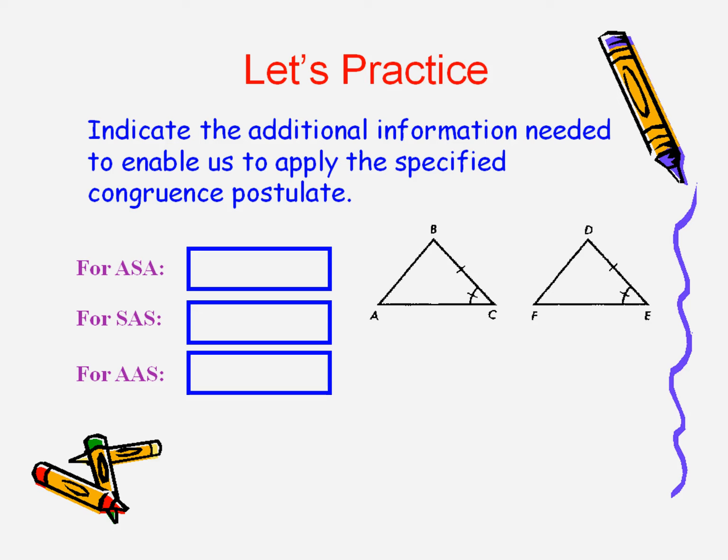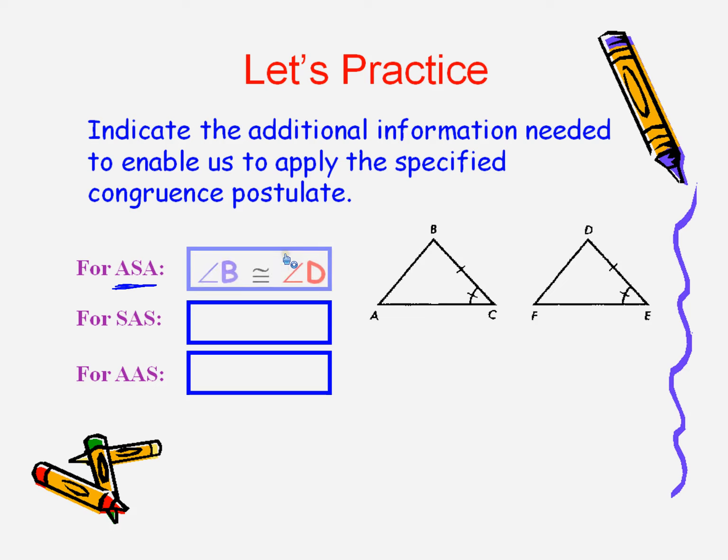And this last example here, it's a little different. It makes you think through things a little bit. Indicate the additional information needed to enable us to apply the specified congruence postulate. So I have two triangles here, and I want to prove they're congruent. And what this is saying is I want to prove they're congruent using angle side angle. And so what other information would I need? Well, I have an angle congruent to an angle and a side congruent to a side. So what else would we need for angle side angle? Well, I would need angle B congruent to angle D. So that's the extra information I would need there.